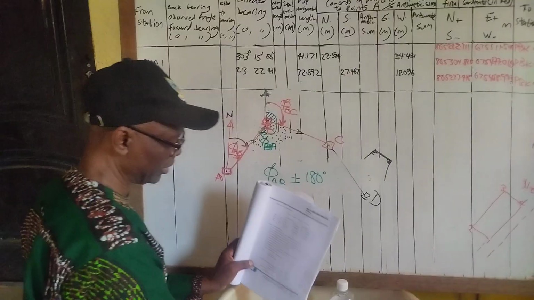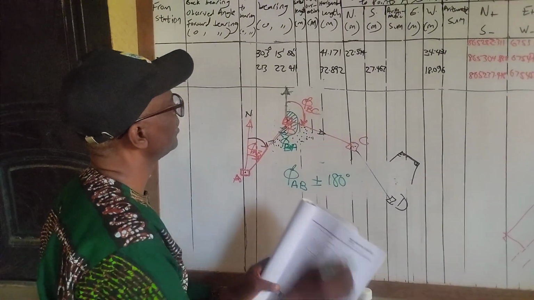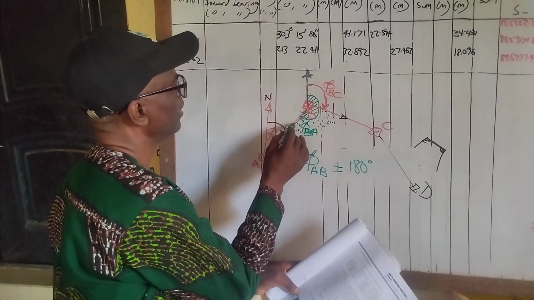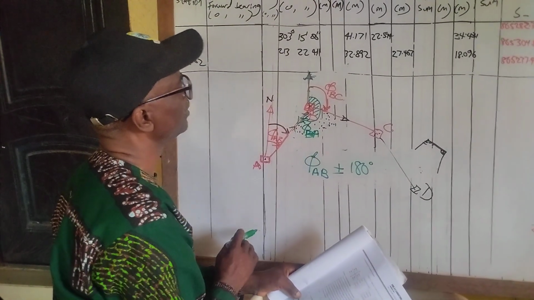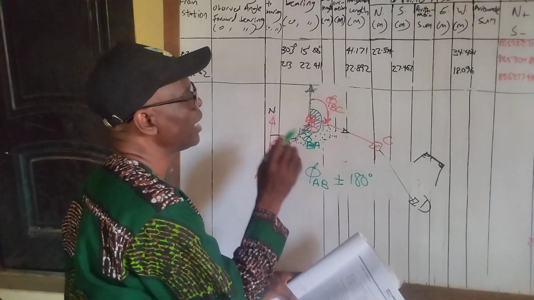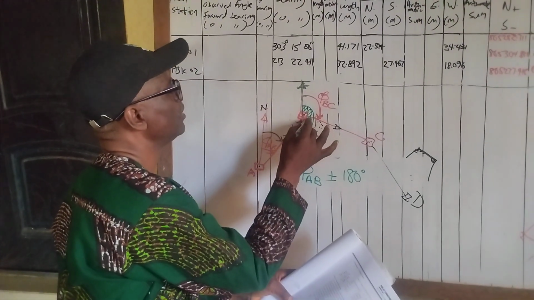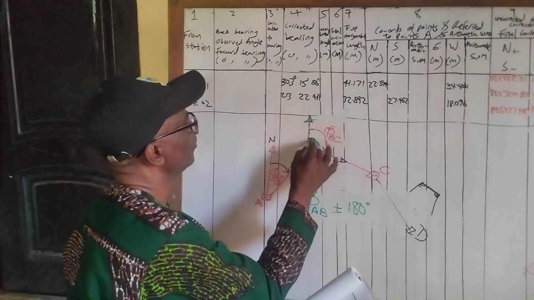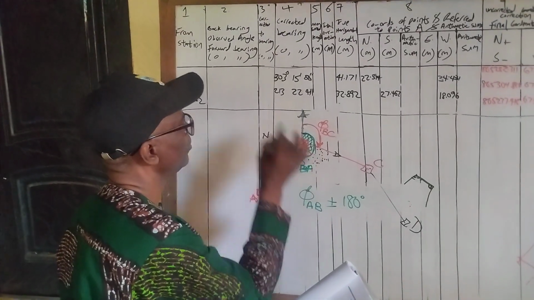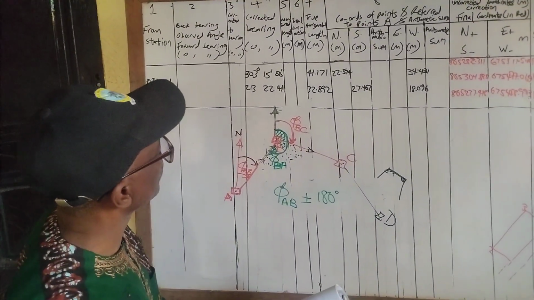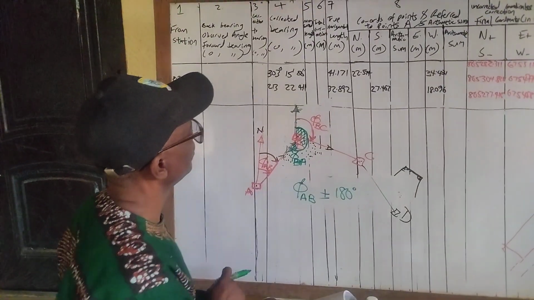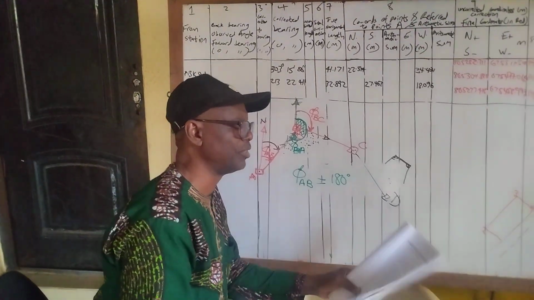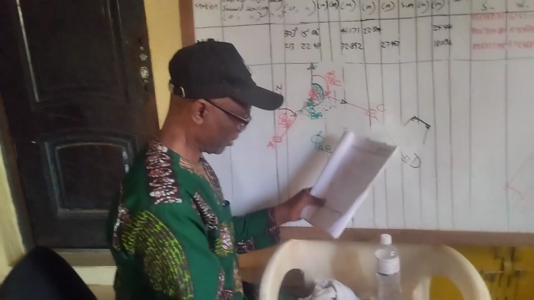Now I want you to see this. Look at the back bearing of A to B, that is B to A. That bearing B to A is this green shade from true north down to B to A. So that's phi BA.